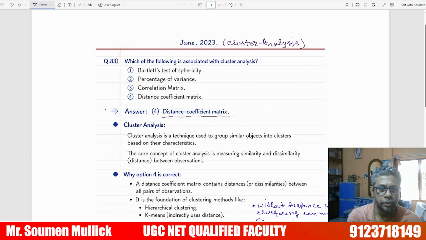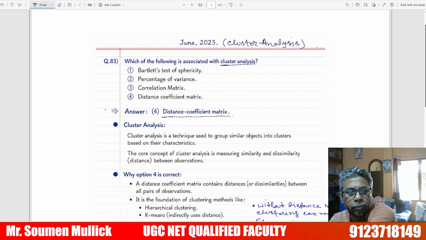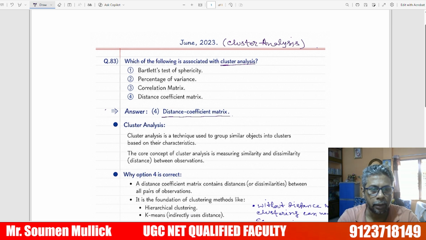These questions are based on research and statistics. The first question: which of the following is associated with cluster analysis? They have given four options. Option number 1, Bartlett test of sphericity. Number 2, percentage of variance. Number 3, correlation matrix. Number 4, distance coefficient matrix. The correct option is the distance coefficient matrix.